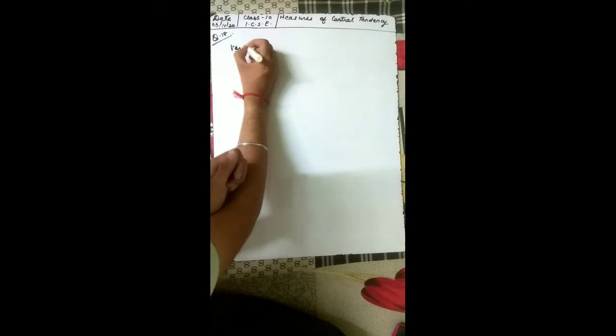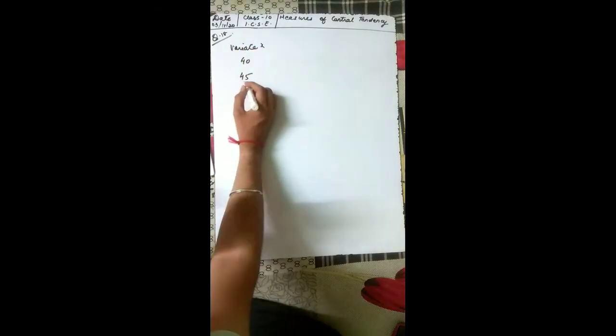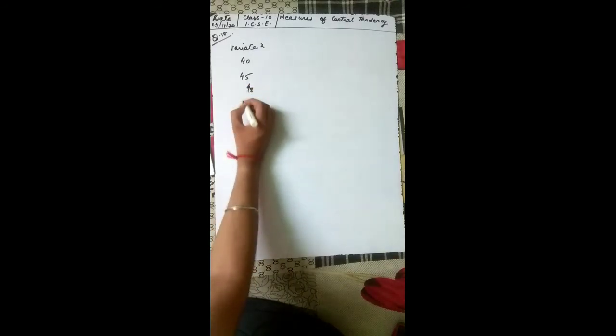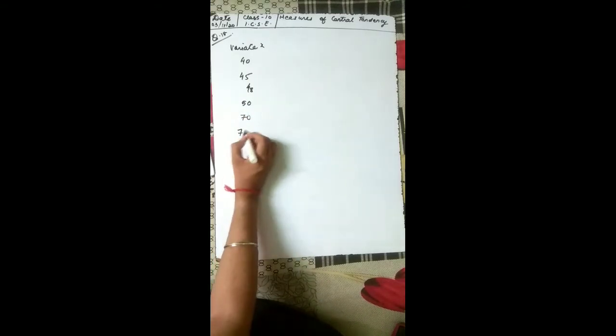First of all, as you can see, the data concerns only some values like 40, 45, 48, 50, 70, 75, 80 and 85. So you just write the variates here. We call that a variate. So what is that? 40, 45 and 48, 50, then 55, no, 55 is not there, 70, 75, 80 and 85. Okay, like that.